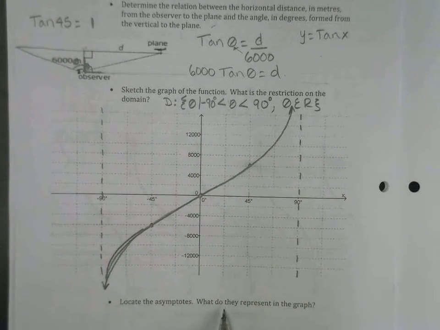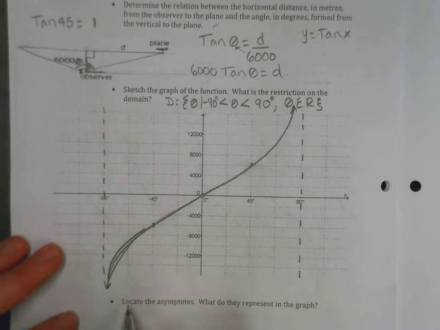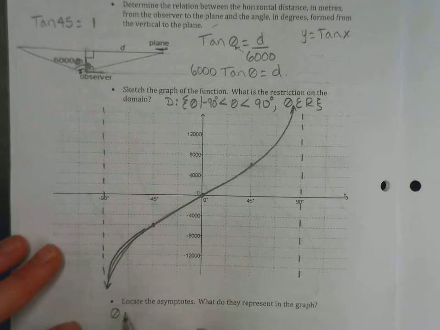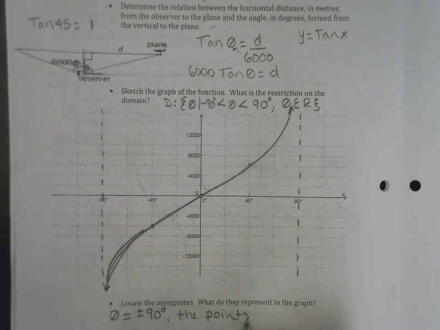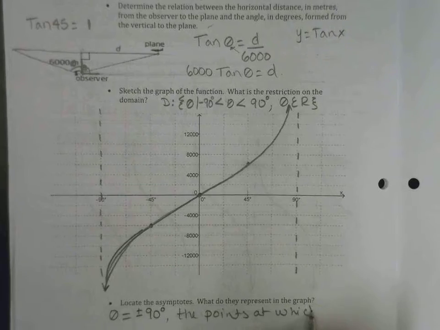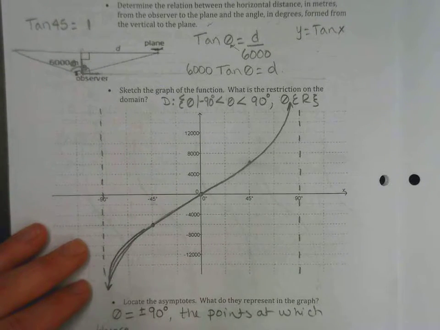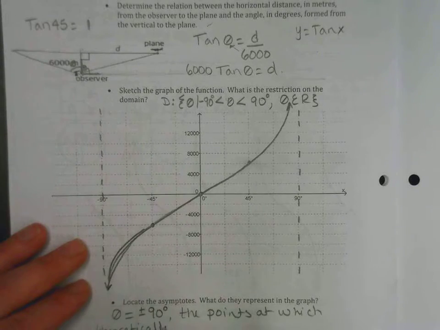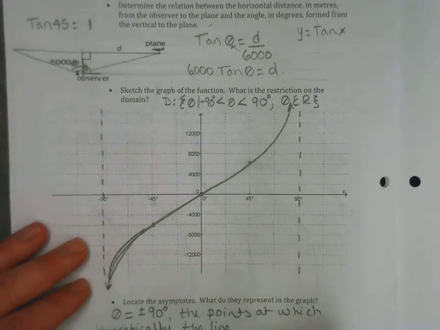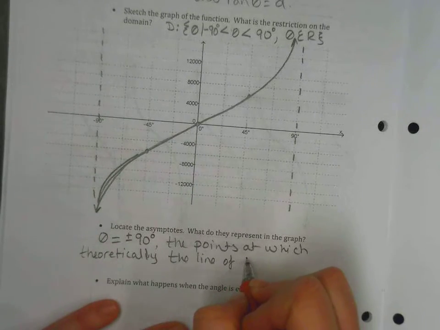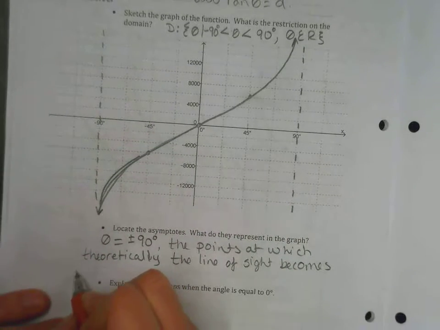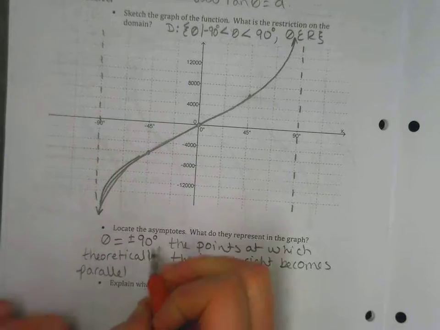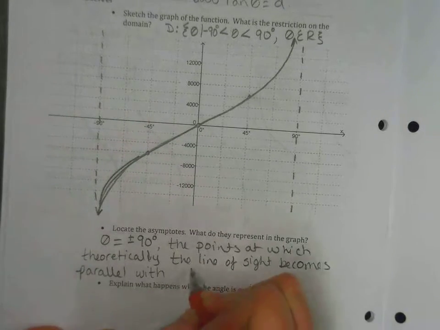Okay, locate the asymptotes, and then what do they represent? So we've kind of already talked about this. Our asymptotes are going to occur at plus or minus 90 degrees. Okay, and these are the points at which, theoretically, the line of sight becomes parallel with the horizontal distance of the plane.